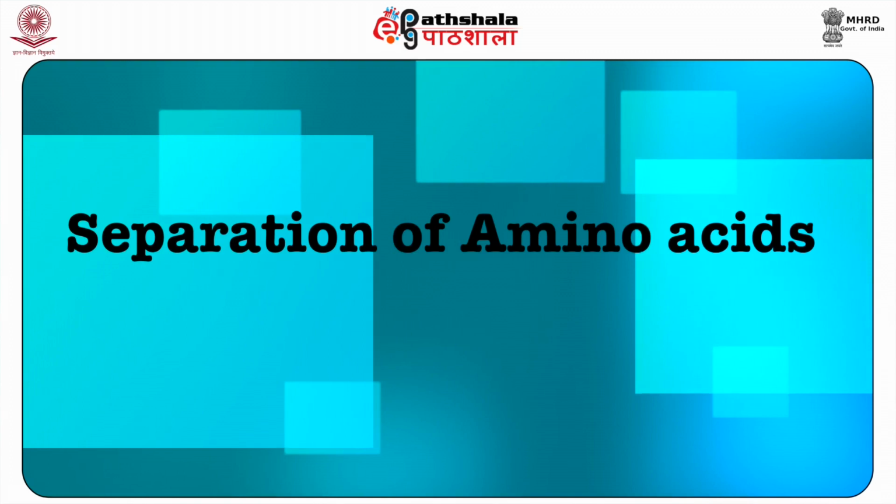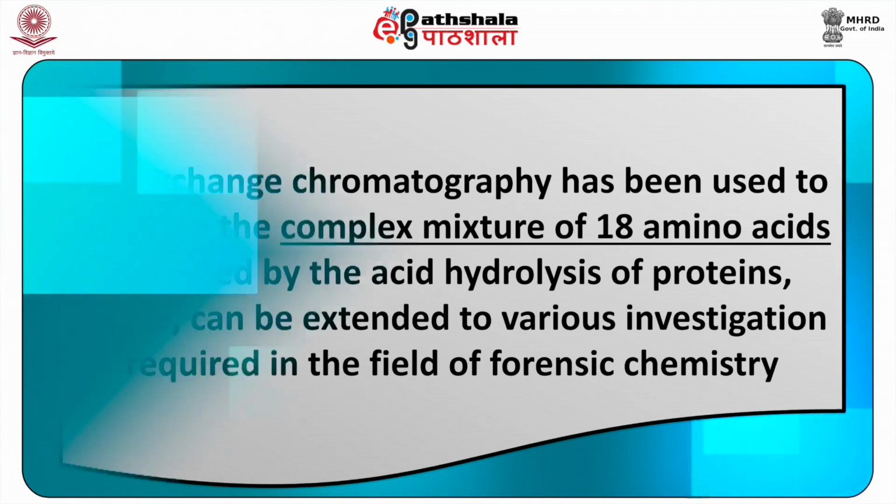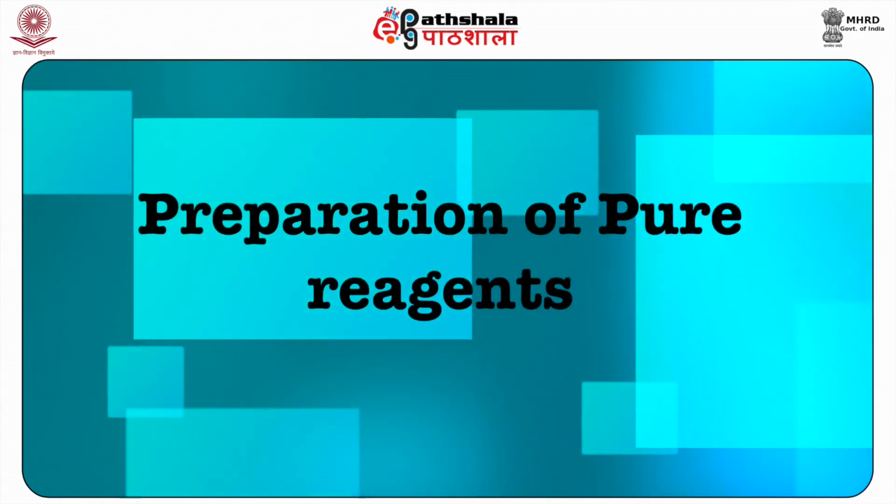Separation of amino acids. Ion exchange chromatography has been used to separate the complex mixture of 18 amino acids obtained by the acid hydrolysis of proteins, hence can be extended to the various investigations required in the field of forensic chemistry. Preparation of pure reagents.